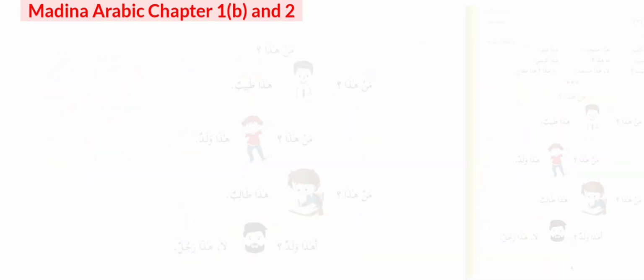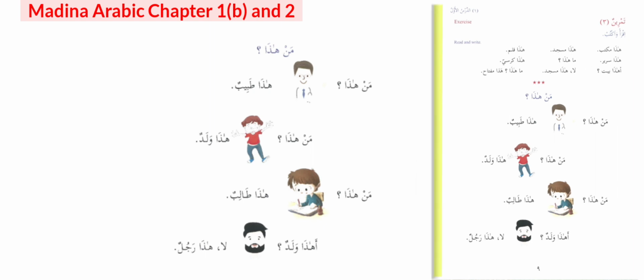Now we are going to start the new vocabulary and the new grammar. So yesterday we also saw that haza means this. We saw that ma means what? Ma haza, what is this? We saw if we add alif in the beginning of the sentence, then that means question. This is what we studied yesterday.